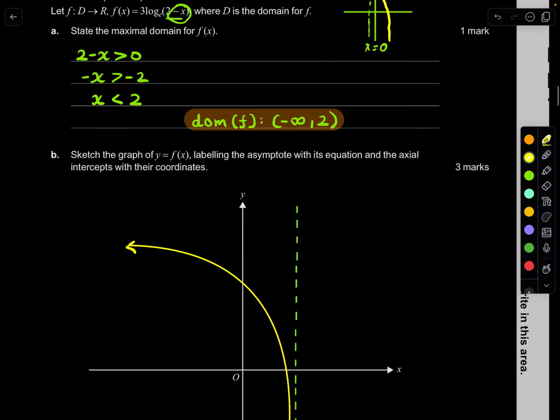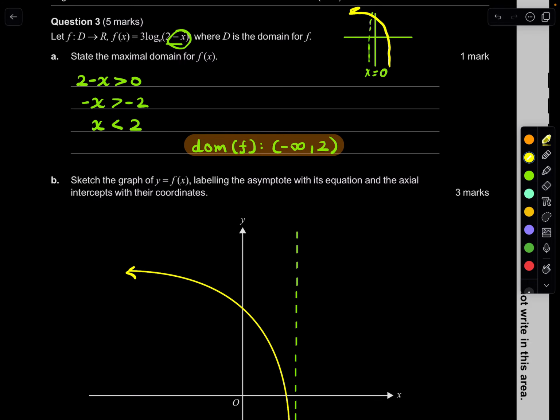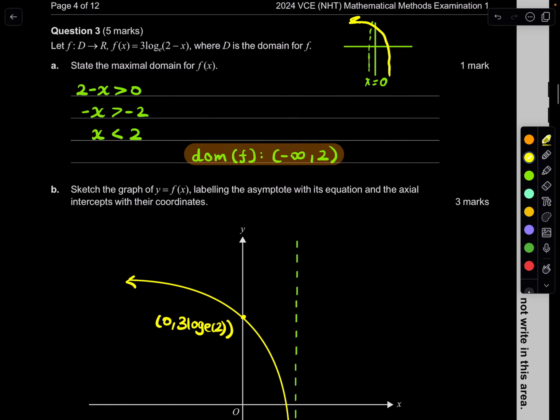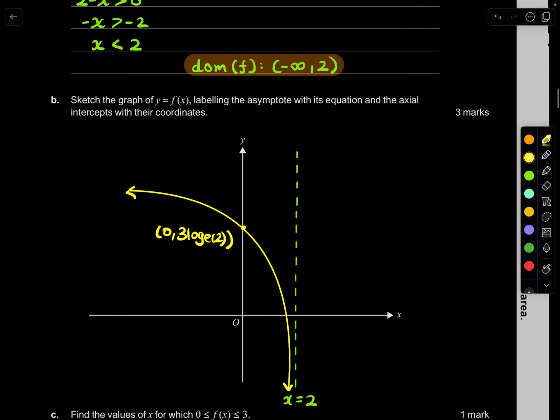Easy. So let's find the y-intercept. To find the y-intercept, we just let x equal 0. If I let x equal 0 here, it becomes 3 log e 2. Just want to make sure. Okay. Is that right? So 3 log e 2. Beautiful. So that's the y-intercept.